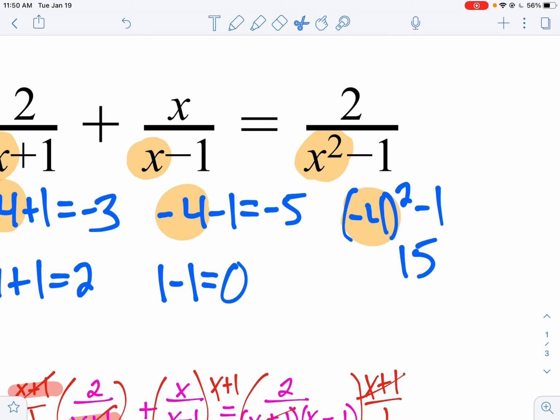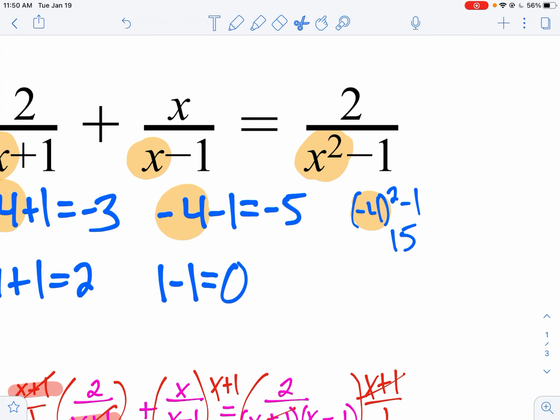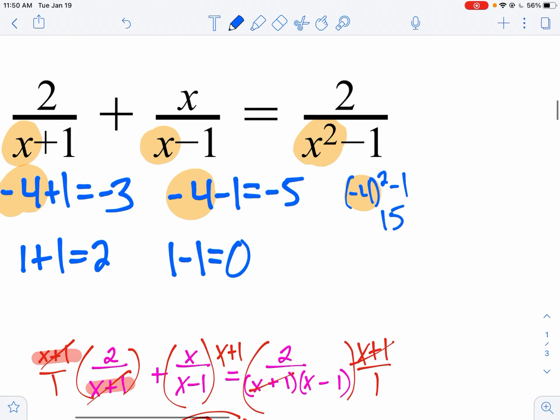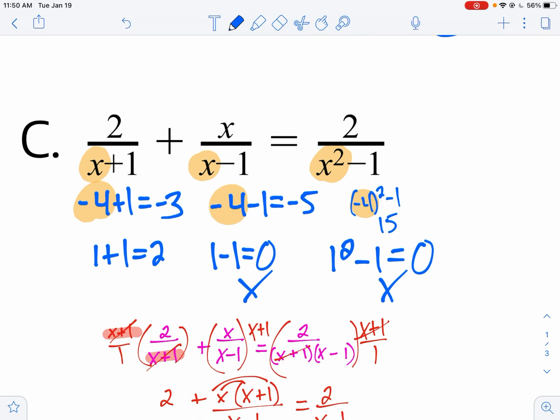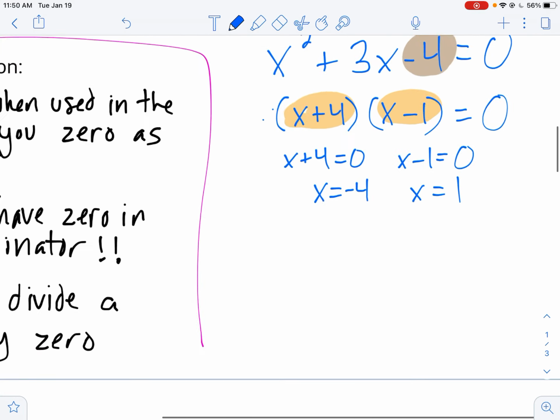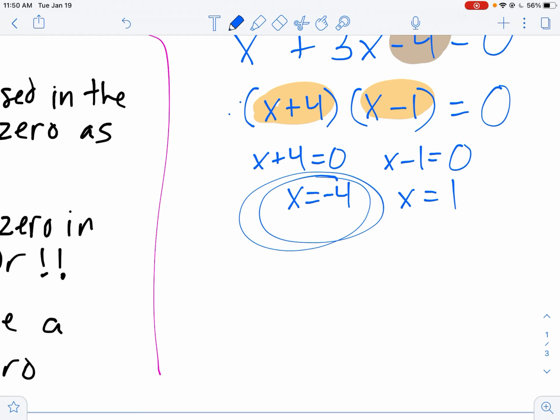The reason why, you can't divide something by 0. Try plugging it in your calculator. It won't work. And let's see if I do this again. Let's see, 1 squared minus 1. 1 squared equals 1. 1 minus 1 equals 0. Wait a second. That can't happen. That means that 1 is what we call an extraneous solution. So the only solution that really works here is x equals negative 4. X equals 1, that's an extraneous solution.